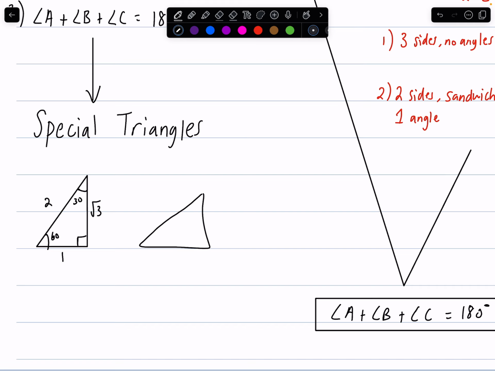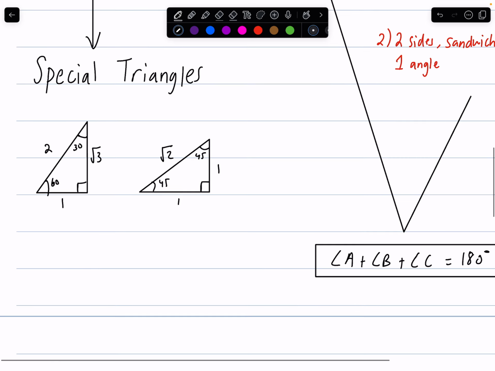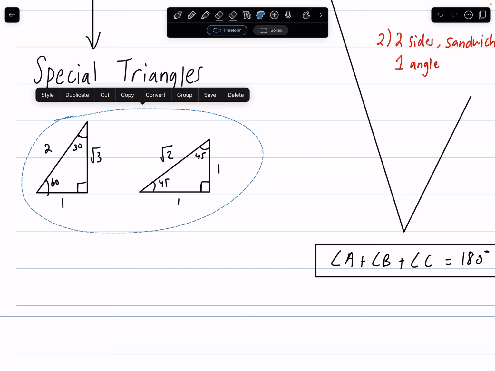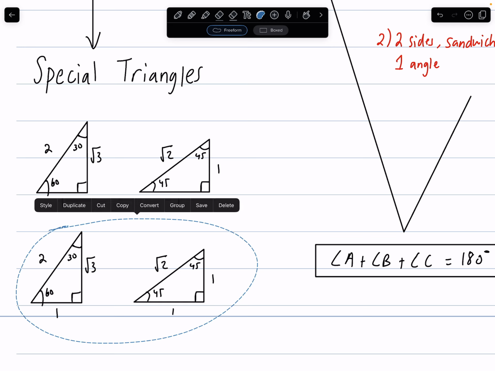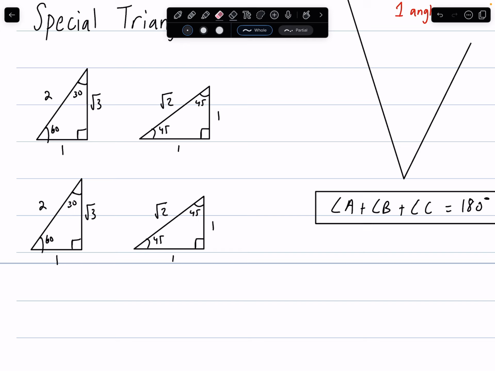And the second triangle is the 45-45 triangle, where the side lengths are 1, 1, and root 2. So this is if the special triangle is in degrees. If it's in radians, it's going to be the exact same thing, but we're going to put them in radians, okay? So the only thing that would change is that this would actually be pi over 3, and this would be pi over 6, whereas this would be pi over 4 and pi over 4.